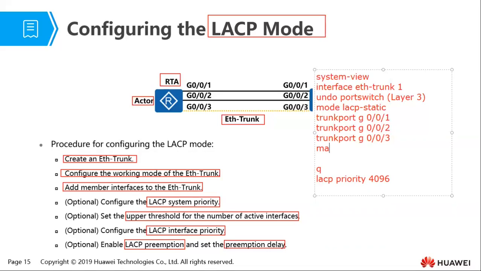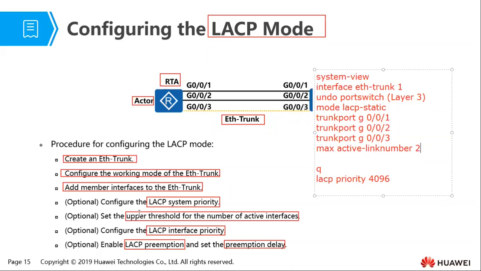Then you use the command maximum active-linknumber. Then you enter a certain value, for example, 3. Here we have 3 links: G0/0/1, G0/0/2, and 3. So we can set the maximum number to 2, so that LACP will elect 2 active links, then one of them will remain as the backup. So that is how you set the maximum link number.